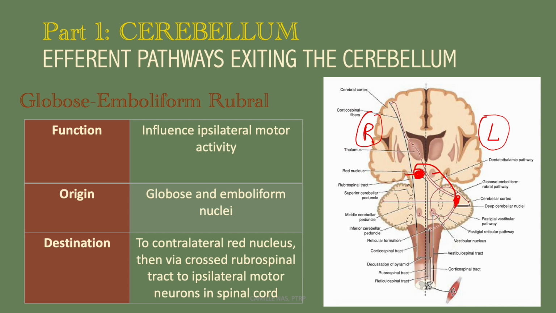So, how does it command the same side? When we say same side, it should still be the left muscles, right? But if it crossed here, wouldn't it command the right side of the body? For this one, no. And that's because of the rubrospinal tract. So, this is the rubrospinal tract. It crosses again back to the left and then goes down the spinal cord and then down to the muscle. And that's why it will still have an ipsilateral effect on the body. Okay, I hope that's clear. That is how the globus emboliform rubral became ipsilateral. So again, this influences ipsilateral motor activity.